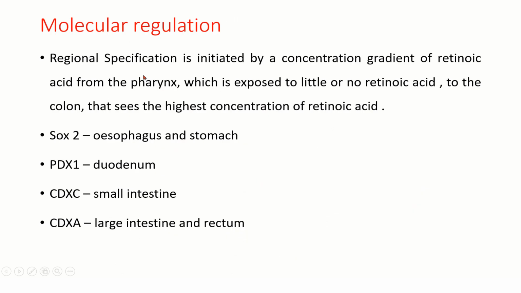So, molecular regulation. This is mainly initiated by a concentration gradient of retinoic acid. If you see in the pharynx, there is little or no retinoic acid, and in the colon, the highest concentration of retinoic acid is there. This retinoic acid will influence SOX2 to favor development of the esophagus and stomach, PDX1 for development of the duodenum, CDXC for development of the small intestine, and CDXA for the large intestine and rectum.